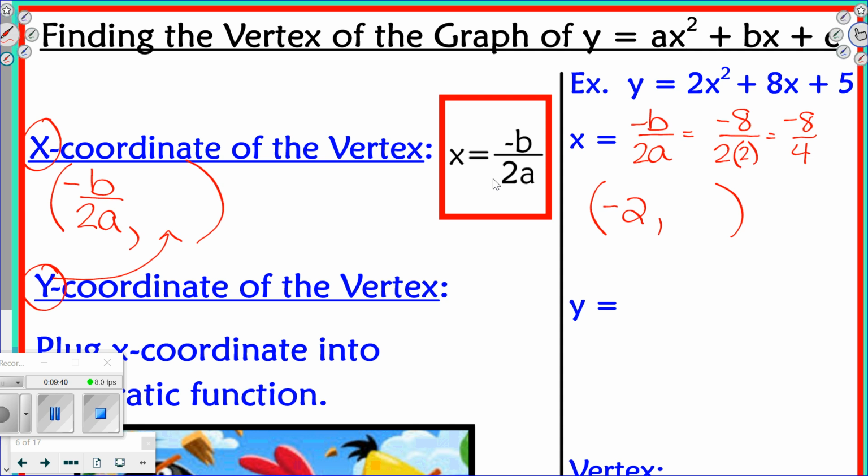That's all we're doing. So I'm going to take my x and plug it in here, and I'm going to plug it in here. So 2 times, my x I said was negative 2, squared, plus 8 times negative 2, plus 5. Now, at this point, could you just grab your calculator and type that whole thing in? Yeah. If your basic math skills are not that great, grab your calculator. Let's figure it out right now, guys.